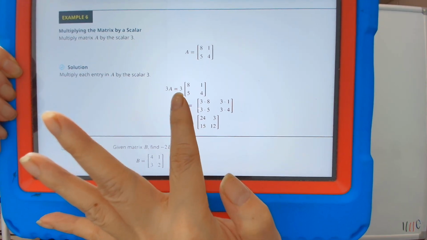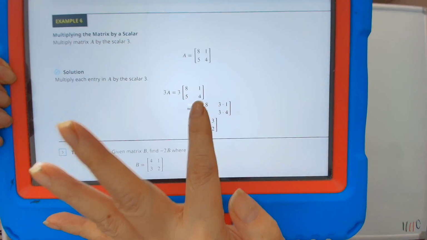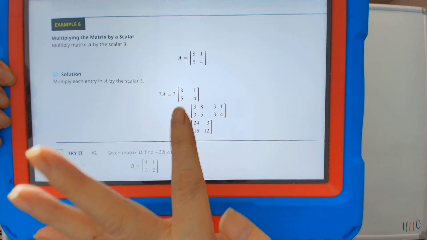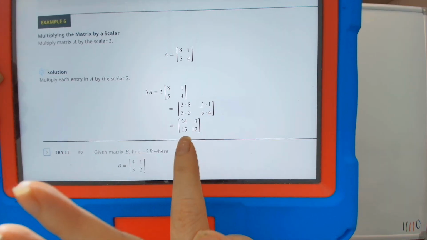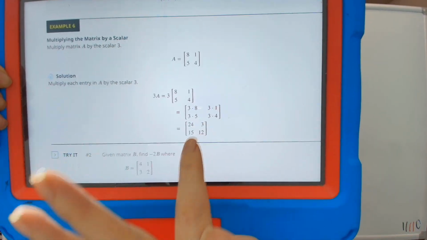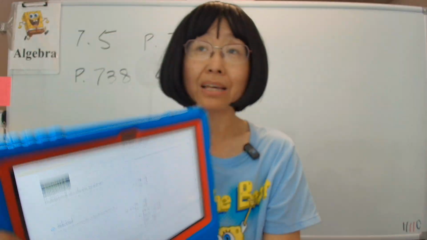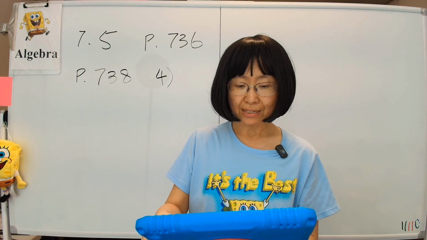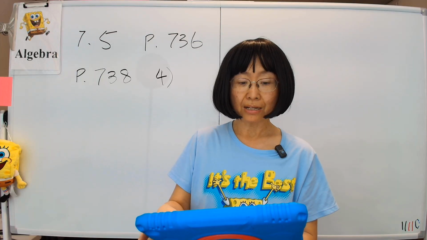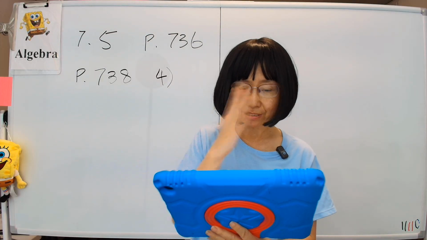You do that by taking the scalar and multiplying it by every single entry of the matrix. That is, 3 will be multiplied by 8, by 5, by 1, and by 4. See, it's shown here. So you do multiplication 4 times. Every single entry gets multiplied. And when you do it, the answer will be the matrix resulting from the scalar multiplication. And that is example 6. Please do that yourself.